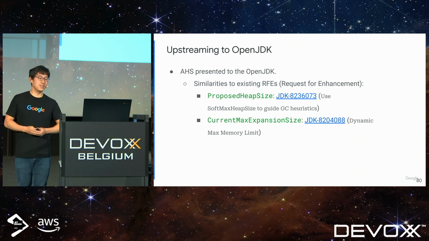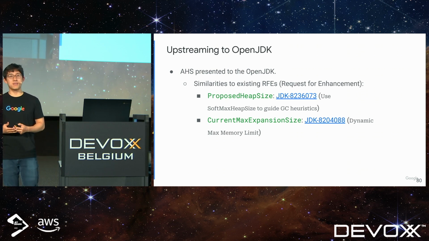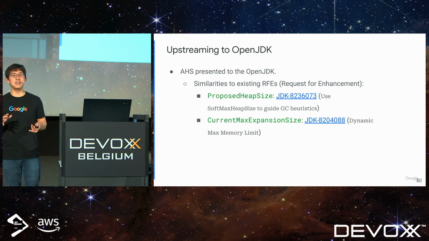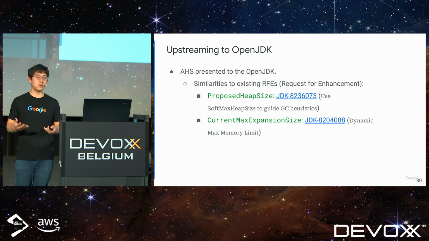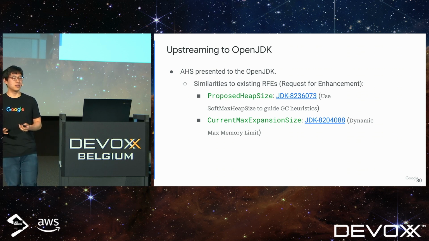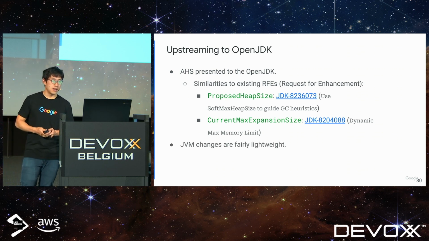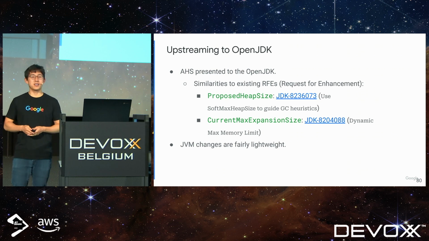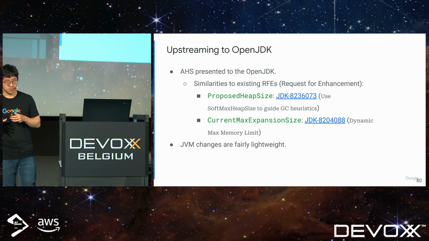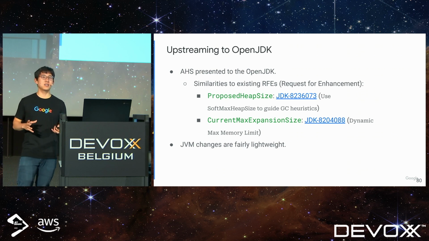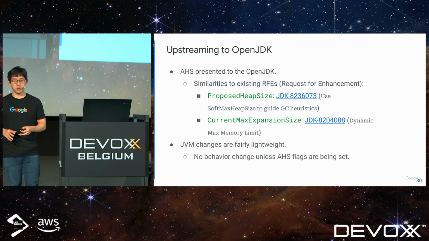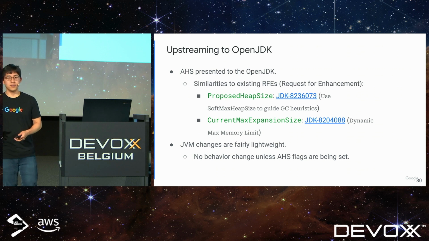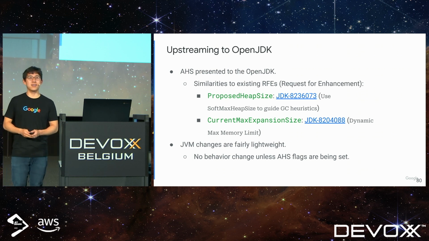Secondly, for current max expansion size, there's also another existing RFE called dynamic max memory limit. Again, this one is similar because as current max expansion size is preventing the JVM heap from expanding too much, dynamic max memory limit aims to accomplish a very similar task. And we believe that upstreaming AHS to the OpenJDK, at least in its current form, while it might be tricky, shouldn't be logistically too much of a Herculean task because the JVM changes themselves are fairly lightweight. If you don't set any flags in the JVM, like if you don't touch proposed heap size or current max expansion size, I could add AHS to the OpenJDK and it'll have no effect at all.